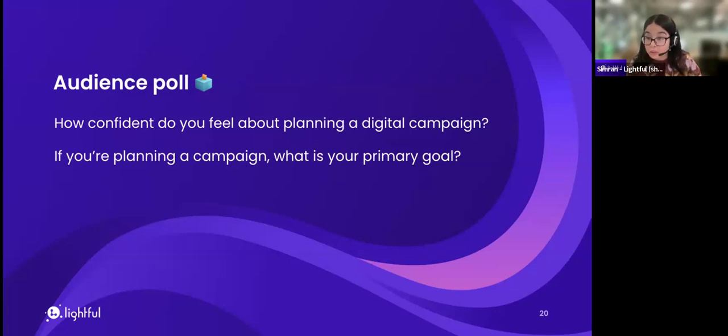So I can see that a lot of you are in the upper end range of confidence in planning a digital campaign. I'm getting some answers on the lower spectrum, which are all great answers because I feel like this session we're starting right from the bottom and going to rise up from there. And then in terms of campaign planning goals, I can see that fundraising is one of the biggest ones, followed by awareness. So thank you everyone for sharing. I'm going to keep that poll open to give everyone a chance to complete it.